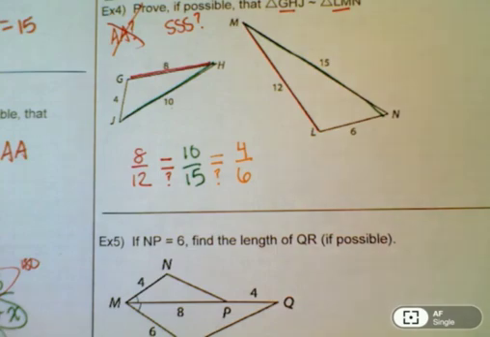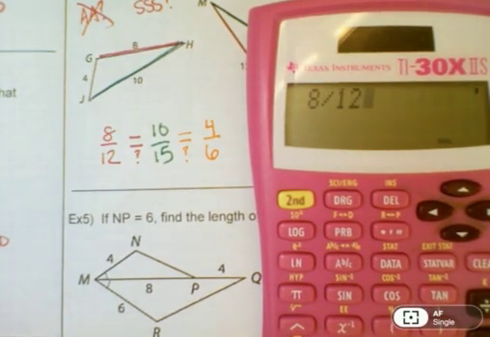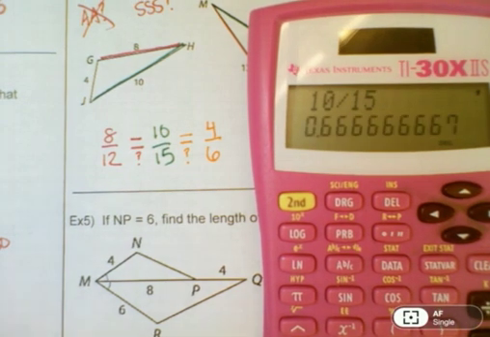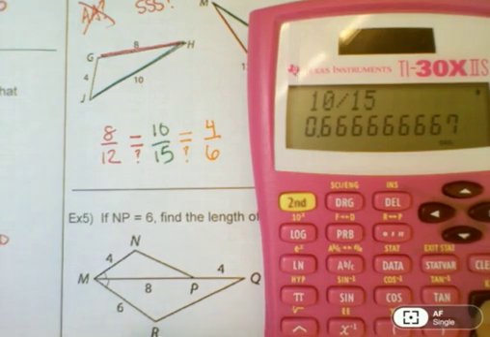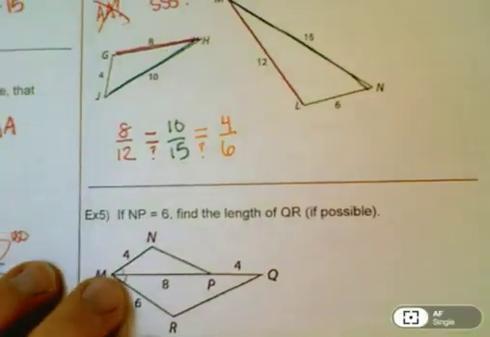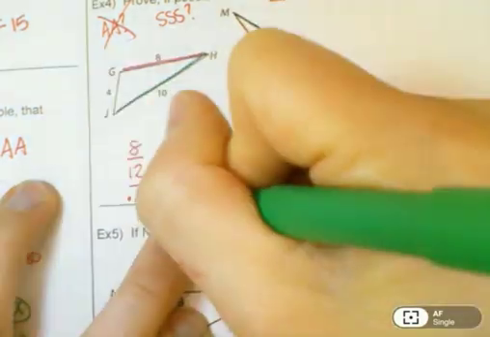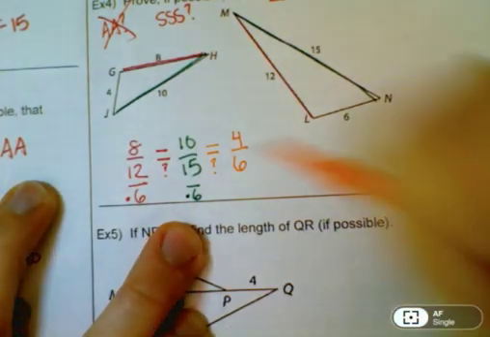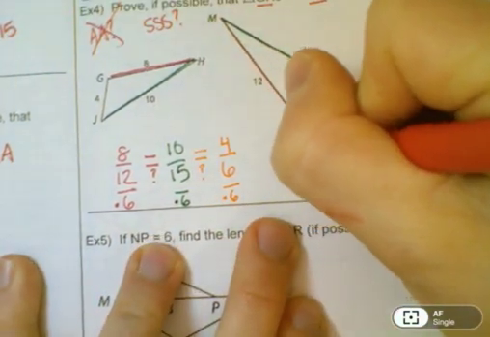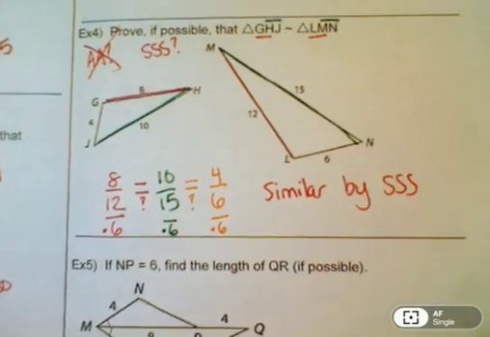And so honestly, the easiest way to do it is to type each one into a calculator. 8 divided by 12, 0.66666. 10 divided by 15, 4 divided by 6, let's check and see. They're all the same ratio. So I'm going to go ahead and write this is 0.6 on repeat. So they are similar by side, side, side. All the side lengths are proportional.